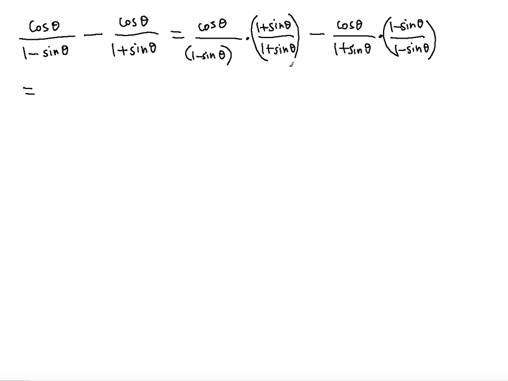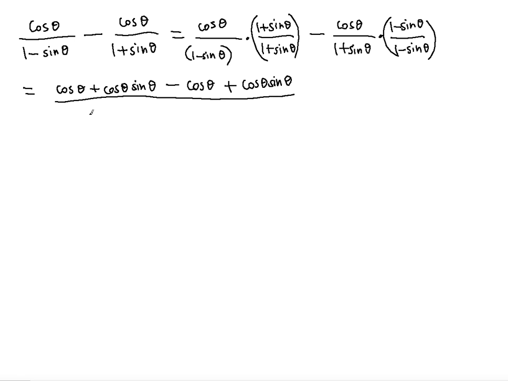So what do we get as a result? We will get the LCD in the denominator. But we need to distribute the numerators, right? Cosine theta plus cosine theta sine theta, minus cosine theta plus cosine theta sine theta, over the LCD, which is going to be distributed. So that's going to be 1.